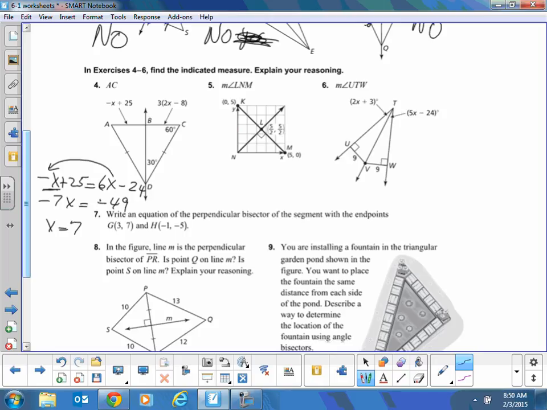So find the indicated measure AC. AC is negative 7 plus 25, that's 32? No, it's negative though. I've got to plug in a positive 7. When I put it in there for x, I got a negative out front. Negative 7 plus 25 is 18. Yeah, 18. Good. That's what I said.